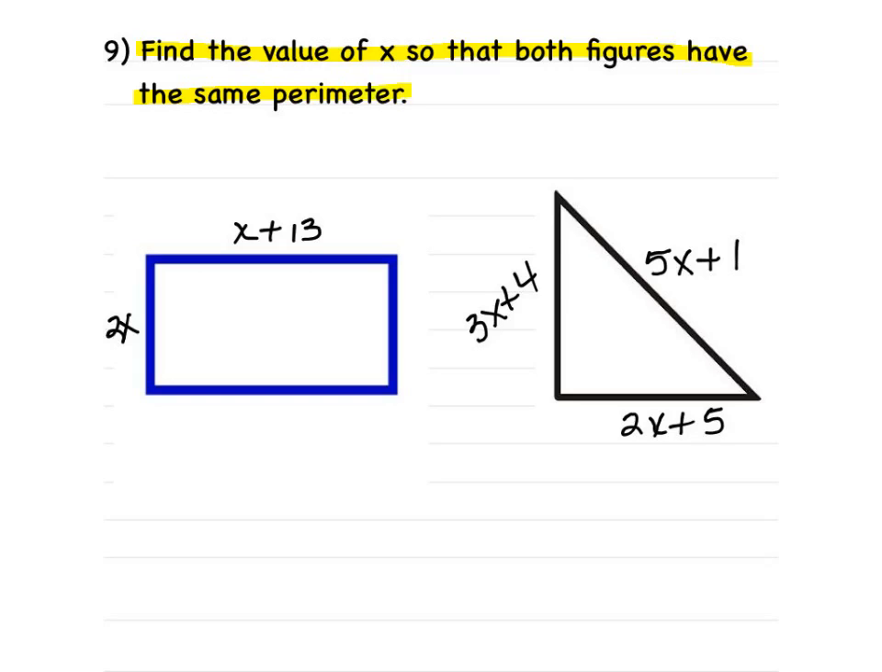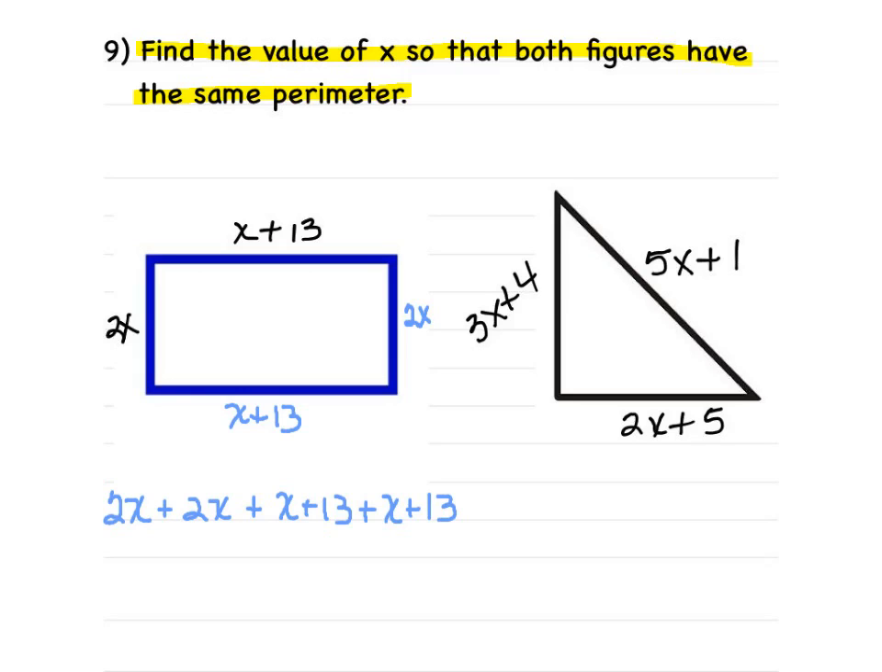Okay, so if I were to write an expression for the perimeter of this rectangle, I would want to add all 4 sides. So I'll write it this way. 2x plus 2x plus x plus 13 plus x plus 13. You could also have 2 open parentheses, 2x plus x plus 13. Either way would have worked. So that is the expression for the perimeter of the rectangle.